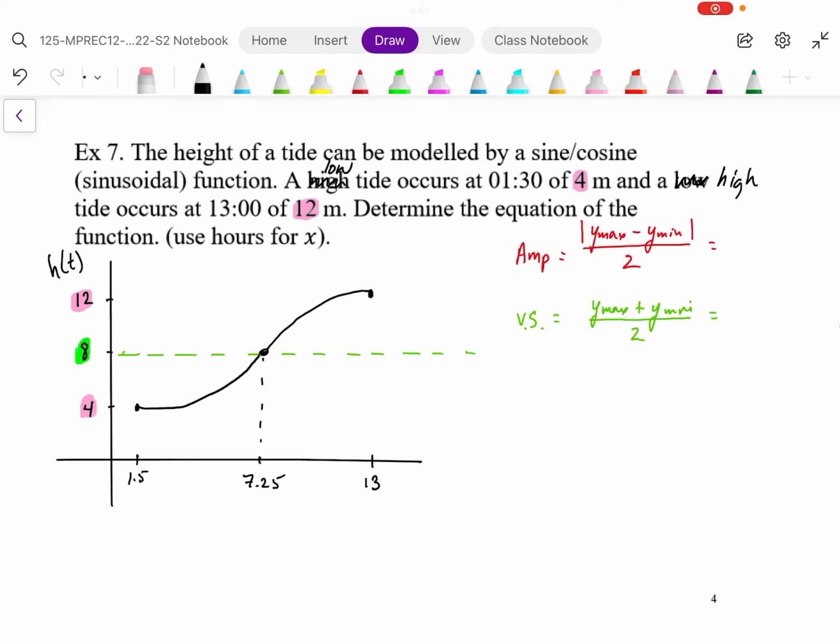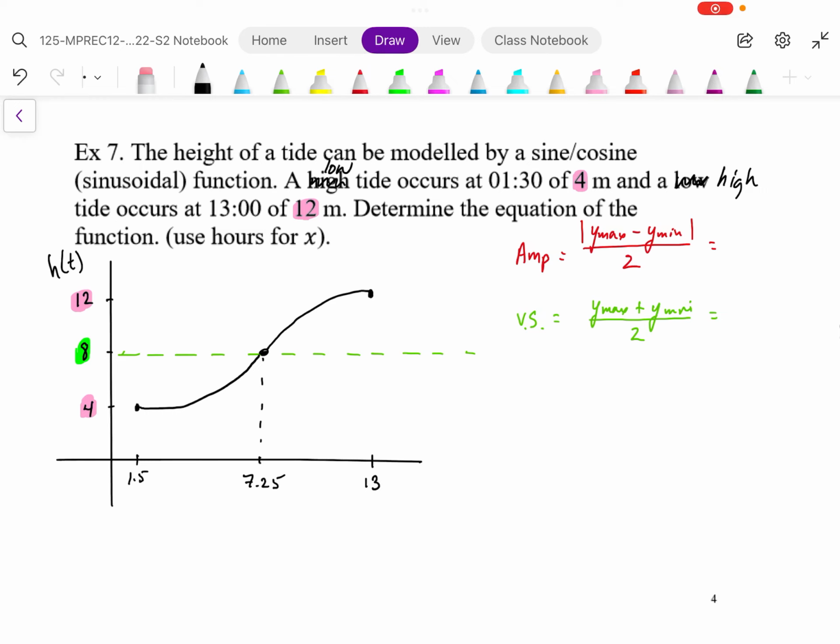Example 7. The height of tide can be modeled by a sine function or a cosine function. And we have the low tide occurring at 1:30 at 4 meters and a high tide occurring at 1 o'clock at 12 meters for 1300 hours. So I've drawn that here.